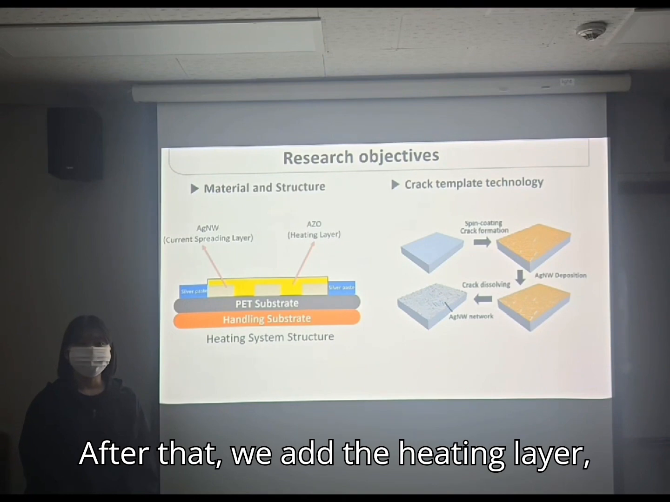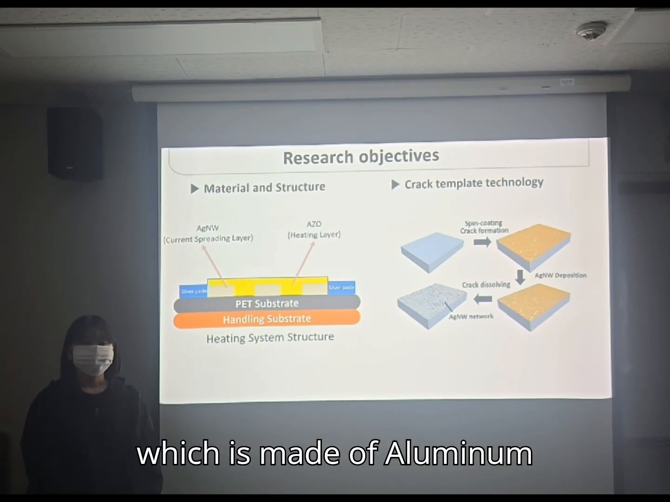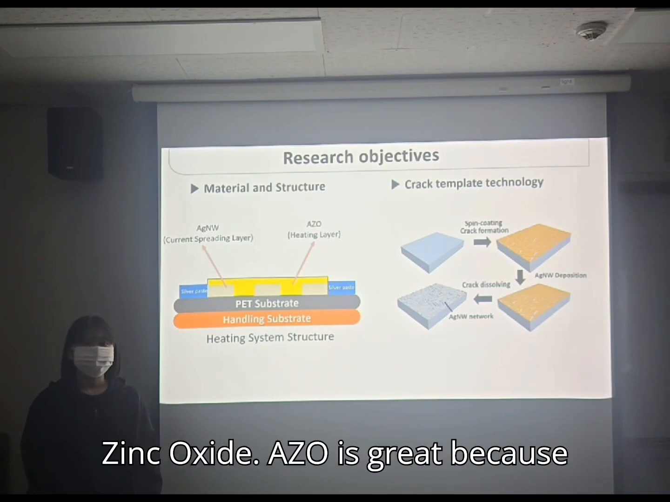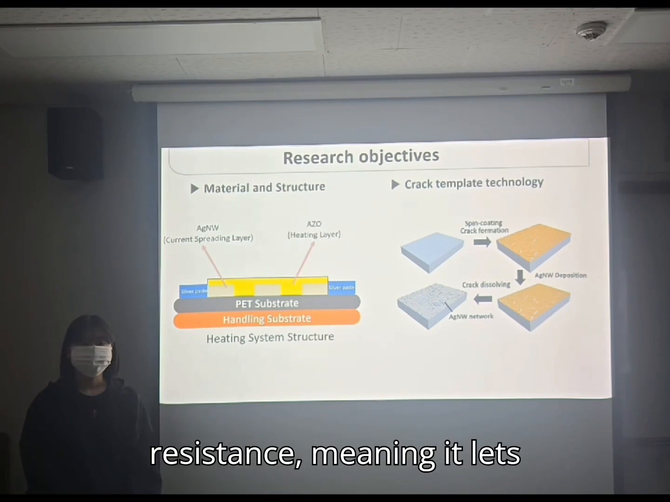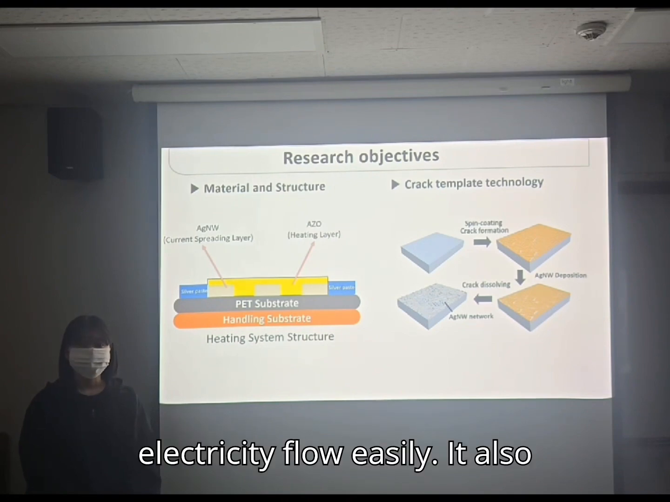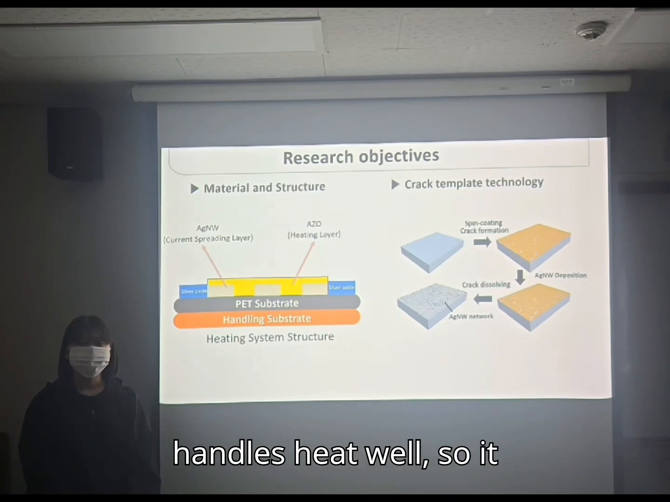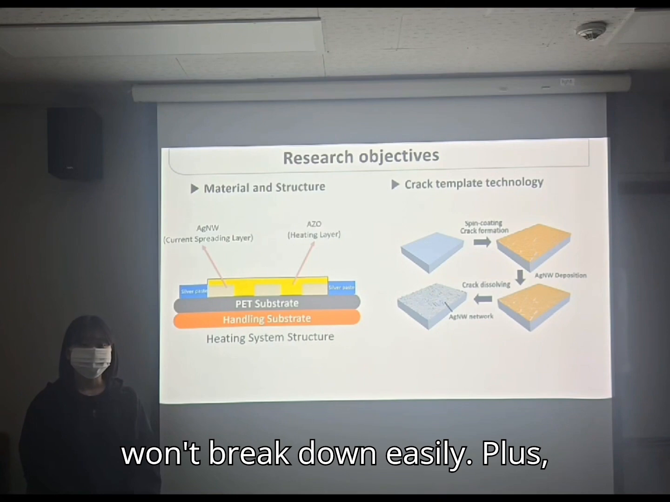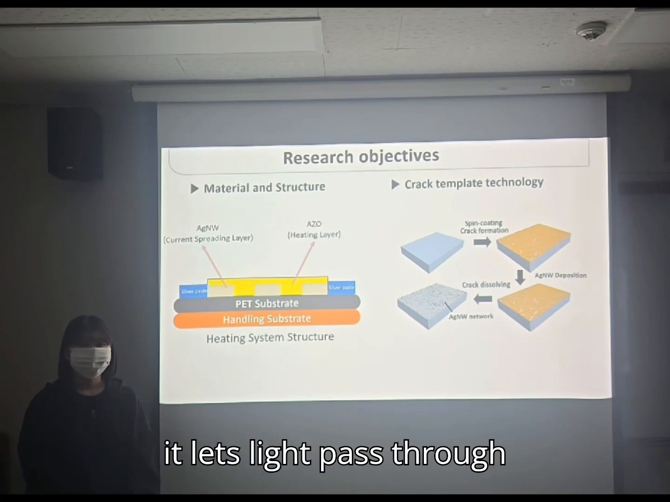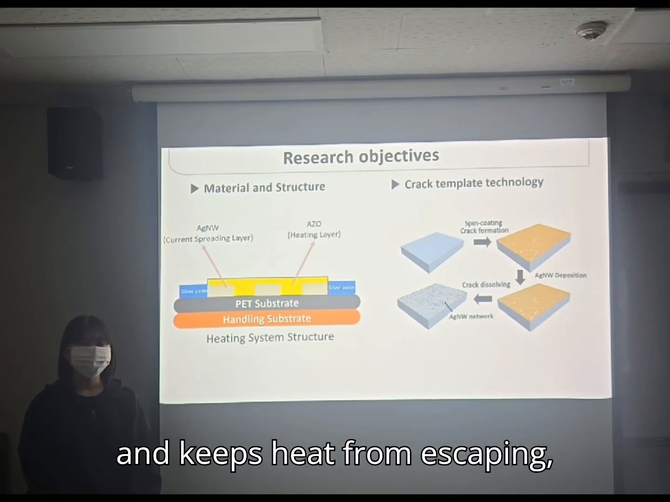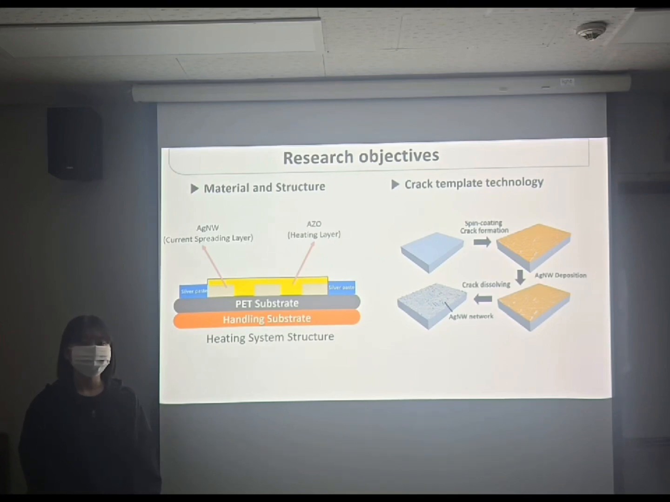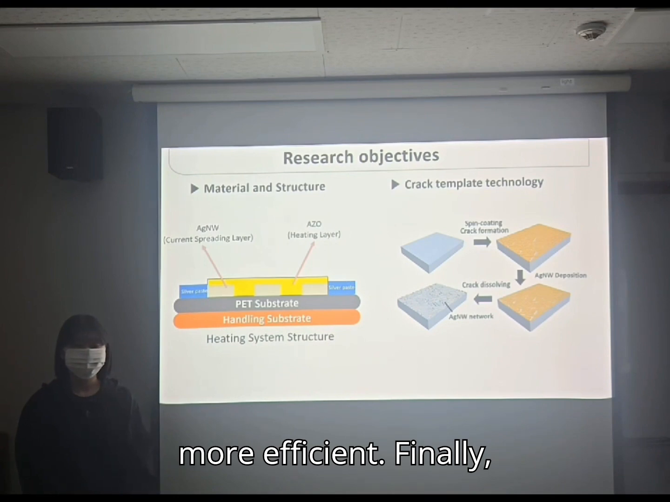After that, we add a filling layer, which is made of aluminum zinc oxide. AZO is great because it has low electrical resistance, meaning it lets electricity flow easily. It also handles heat well, so it won't break down easily. Plus, it lets light pass through and keeps heat from escaping, making the heater more efficient.